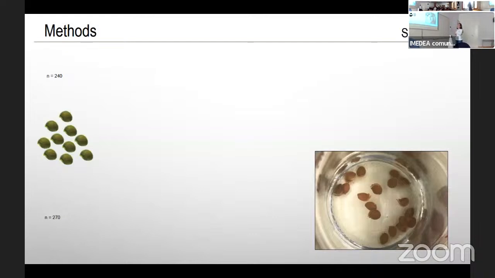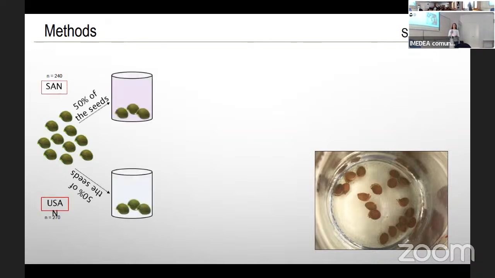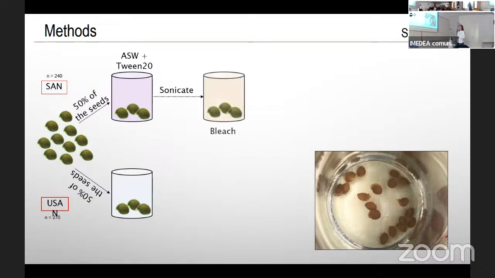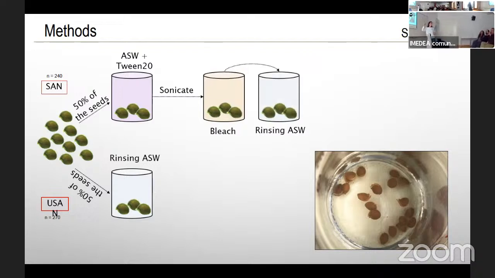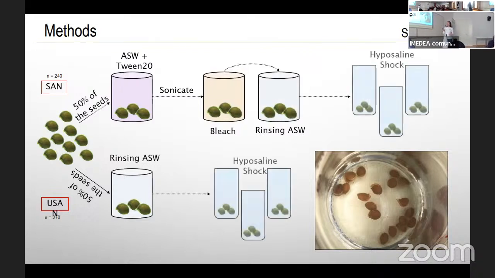This experiment setup has three steps. The first one, we sterilize 50% of the seeds with a combination of sonication and bleach. And then we subject them, well, the seeds from both treatments, the sanitized and not, to a hyposalinity shock, because some studies prove that this breaks dormancy, which means that it enhances germination and reduces our experimental times, just for that.